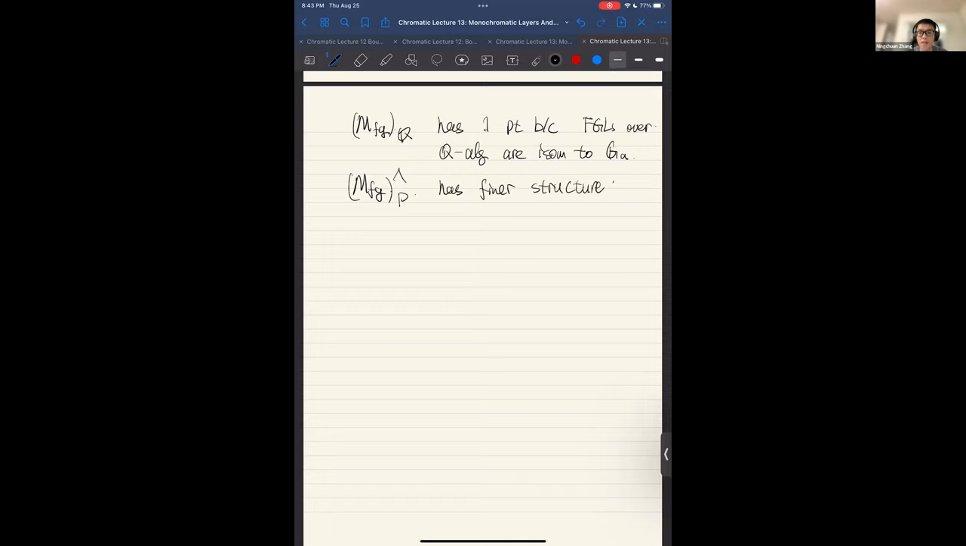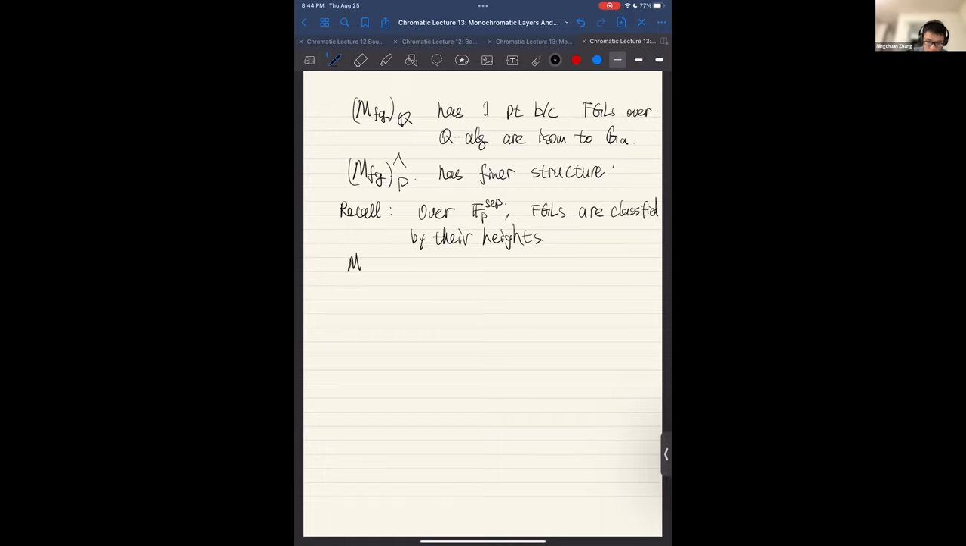Recalling Gutran's talk, he mentioned the following fact, that over the separable closure of a finite field, formal group laws are classified by their heights. Namely, for each height, there's a formal group law, and two formal group laws over a separably closed field are isomorphic if and only if they have the same height. So if we base change from F_p to the separable closure, I don't know where to put the separable closure, but let me just write a bar over here, then if you take its geometric points, this will have one point for each height.